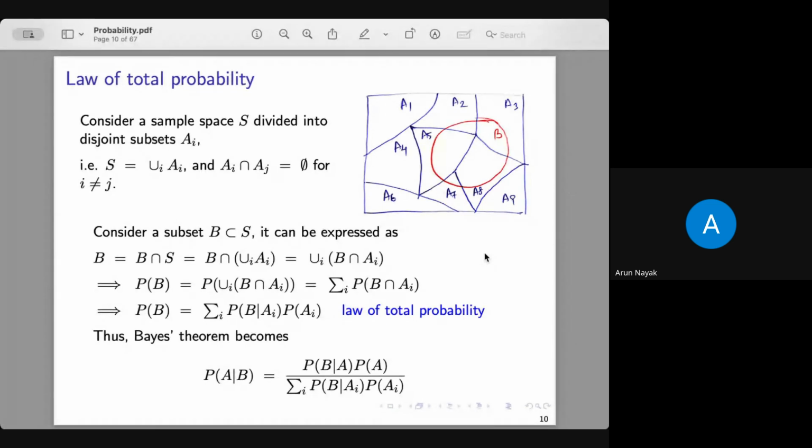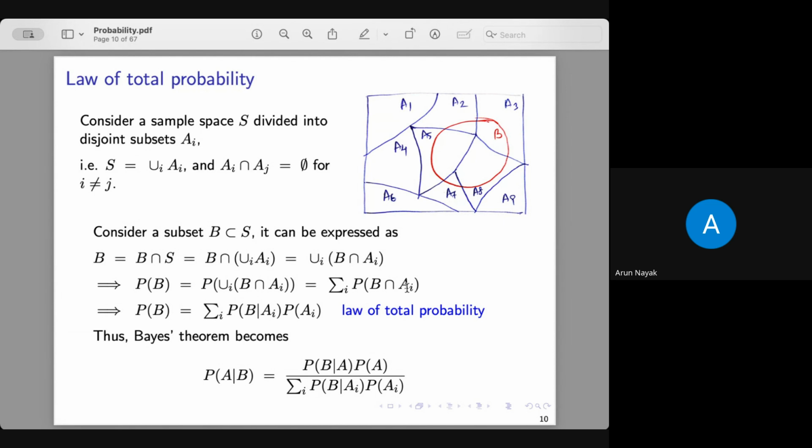Okay. Now if I have some subset B, then we can write B as simply B and S, because B is anyway a subset of S. And then since we can write S as OR of all A_i, or sum of all A_i, then if you do this full stuff, you end up with this equal to probability of B and A_i.